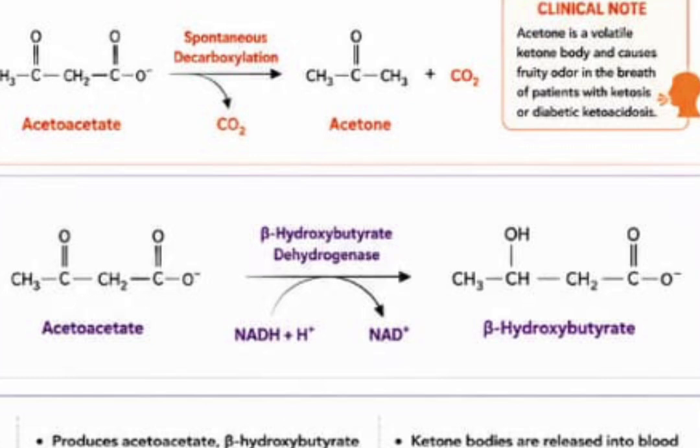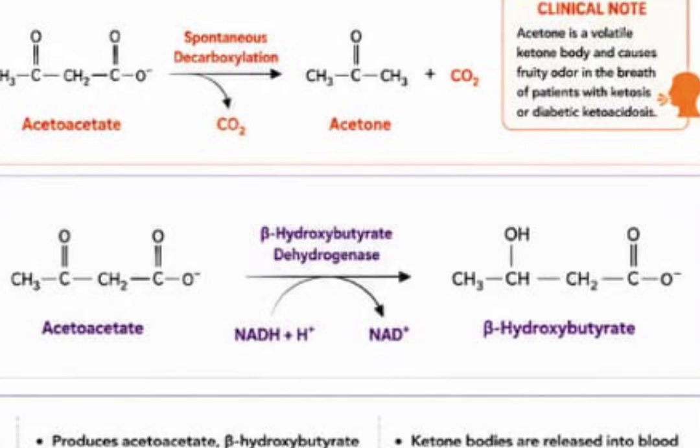So if I reduce the reaction, which means I will oxidize NADH to NAD plus. So I've gotten my secondary ketone body. My secondary ketone body here is when I reduce acetoacetate to form beta-hydroxybutyrate. My primary ketone body is acetoacetate.